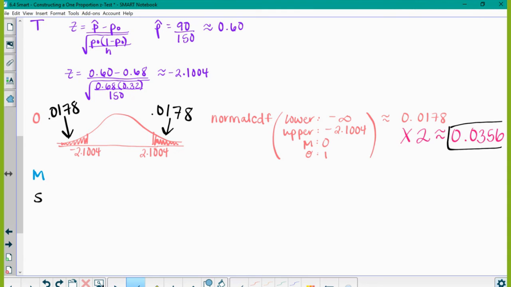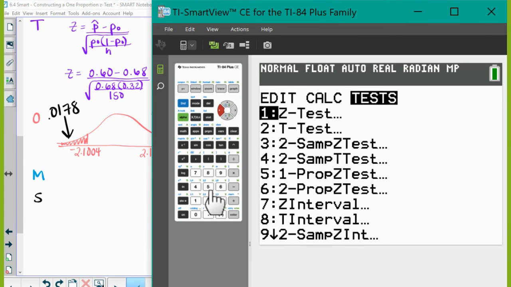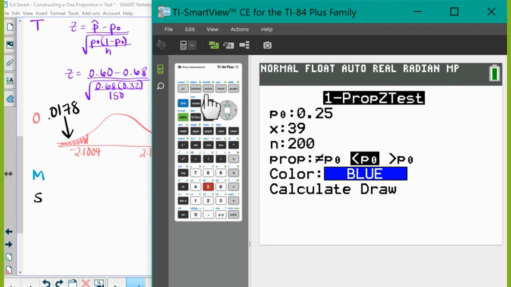Now, before we get to the make a decision phase, I'm going to show you how to do this in your calculator, just because I want to talk about something really quickly. I'm going to go to stat, over to tests, and down to number 5. Again, do not get tempted by number 1. Go down to number 5. My p naught is 0.68, my number of successes was 90, sample size was 150. This time I want not equal to, and I'm going to calculate.